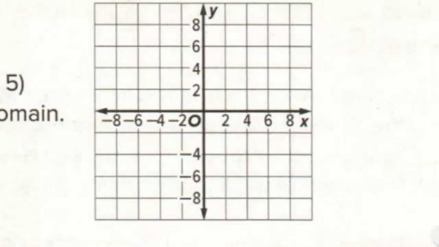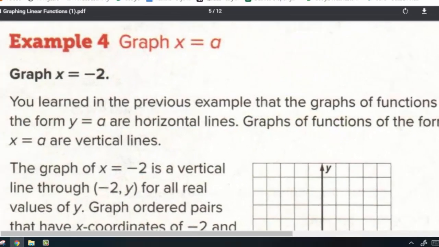Now when we go to graph this thing, since y is constantly equaling 5, we're just going to create a horizontal line that always goes through y value 5, and don't forget to put arrowheads on your line. And there's the solution. Example 4, we're graphing x equals a, or x equals a constant.